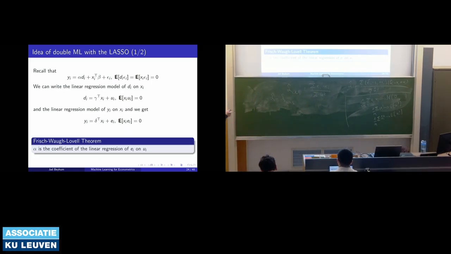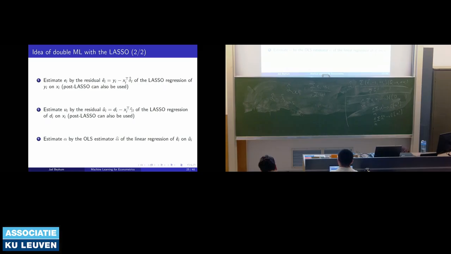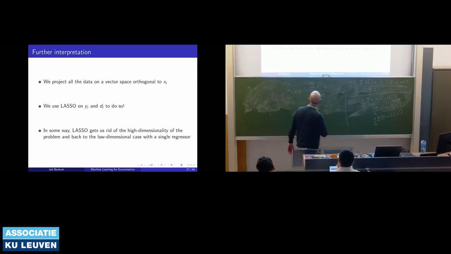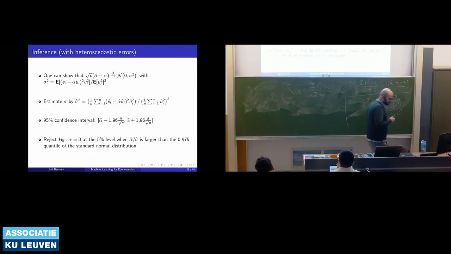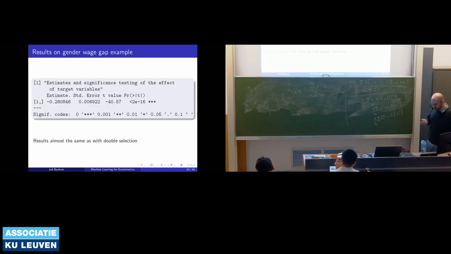I'm going to estimate E_i and U_i by lasso regressions, by the residuals of two lasso regressions, and then I'm going to estimate alpha by running OLS of E_i hat on U_i hat. And it turns out, for complex mathematical reasons, that this last OLS works, and you can do hypothesis testing normally with OLS on this last regression. Okay. So that's another way to do inference.